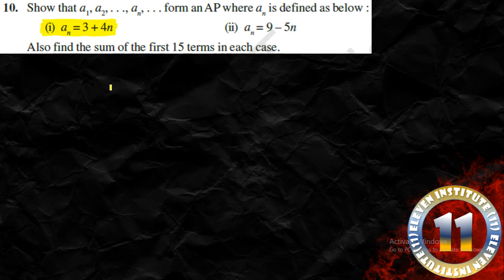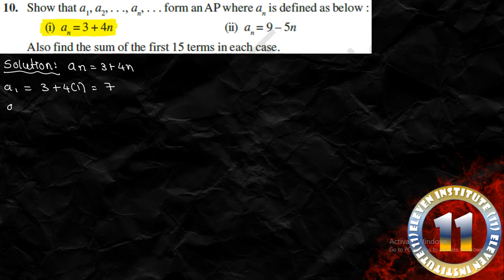Right. And after that, we have to find the sum of first 15 terms. So that is quite easy. Let us write the solution over here for the first one. Right, what is given to us is an is equal to 3 plus 4n. So now let us find the first term. So that will be 3 plus 4 into 1. 4 ones are 4, 4 plus 3 will give you 7.